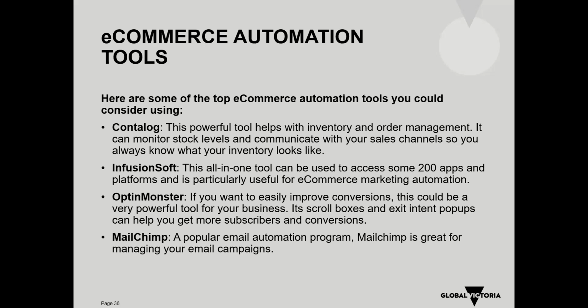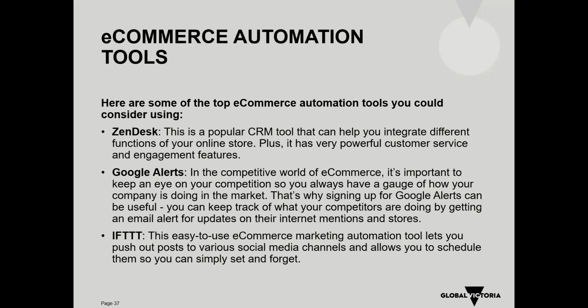MailChimp is one that we're all familiar with. It is still the most popular email automation program. It's great for managing your email campaigns. It does, of course, have certain drawbacks. You have to have very specific lists. You have to have actual approvals from customers to send them things. But that also means that you can easily prove that you are dealing appropriately with your customers' data.